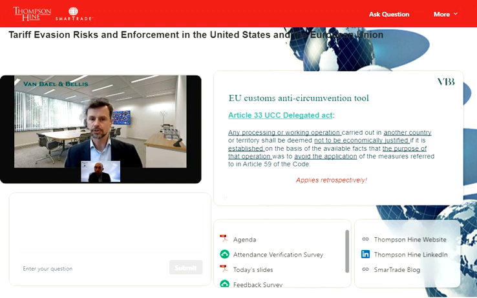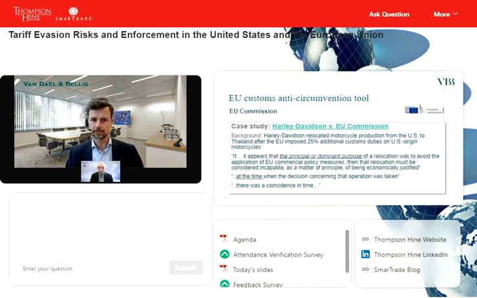And it applies retrospectively. So I think it's important to take into account this provision whenever you are planning any kind of relocation. Harley-Davidson is a ruling from the Court of Justice, which unfortunately gave a very expansive interpretation of this provision. It confirmed that if the principal function was to avoid the policy measures, the origin will be denied, and it has to be assessed as why you took that decision at the time the decision was taken. You cannot correct the decision at a later stage.